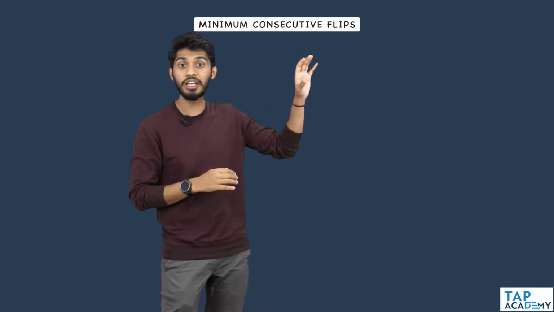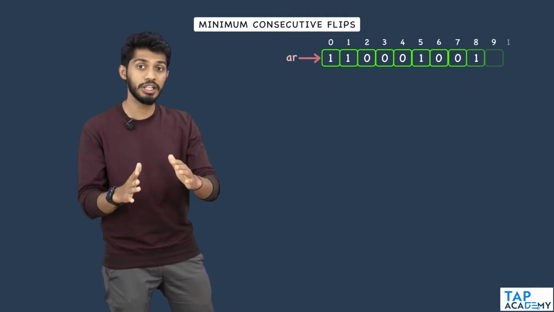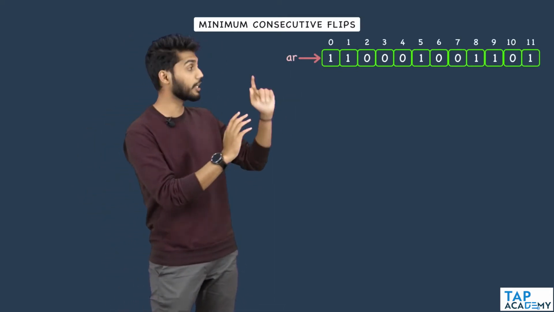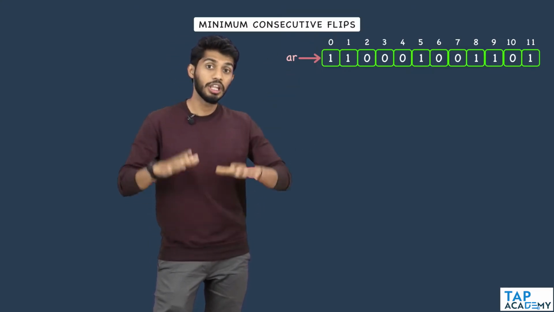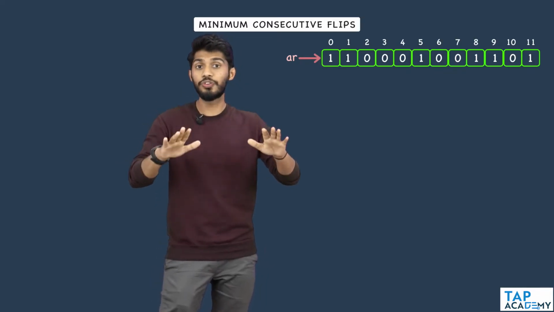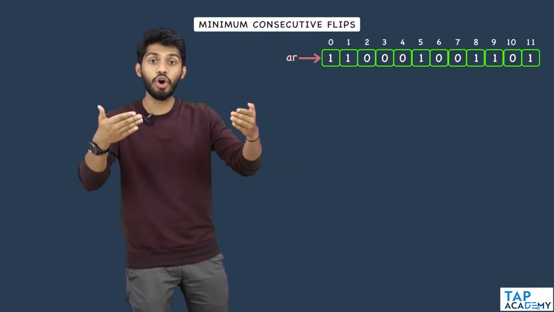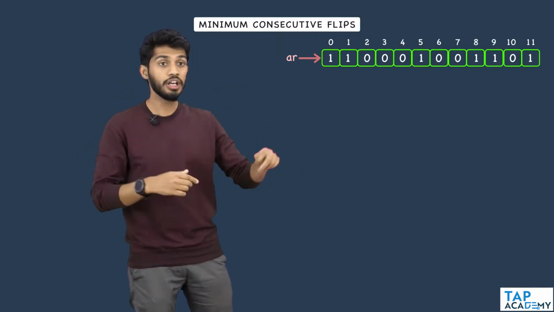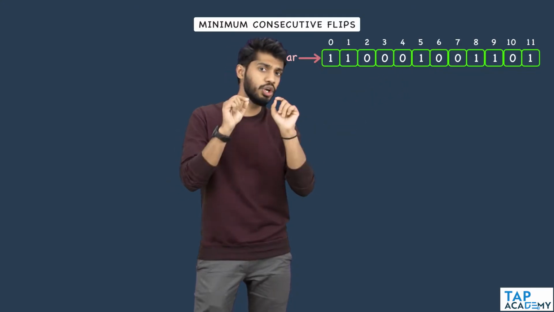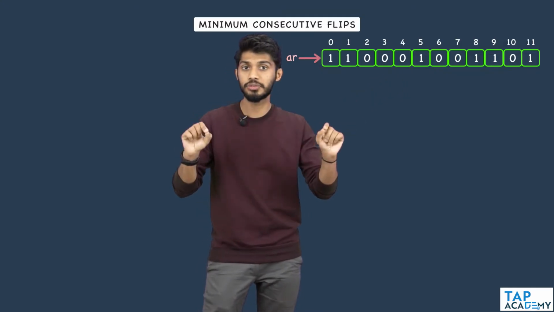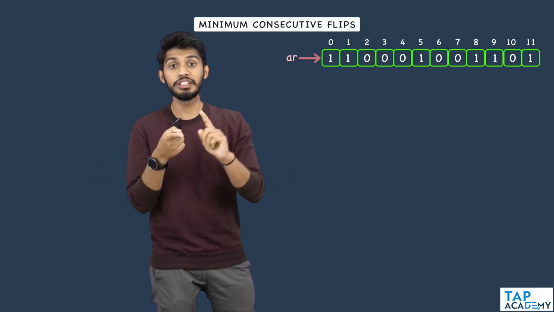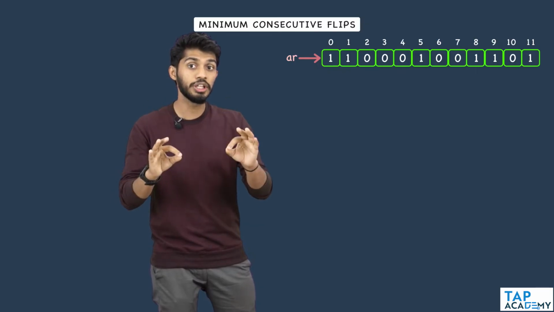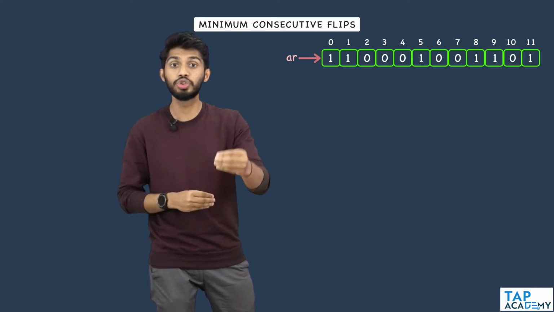You are given an array, and this particular array is a binary array which contains only ones and zeros. There is no other number apart from ones and zeros present inside this array. Now all that you need to do is flip all the ones to zeros or all the zeros to ones, so that the array will have only zeros or only ones. While doing this, there is a restriction: the number of flips that you do should be minimal.